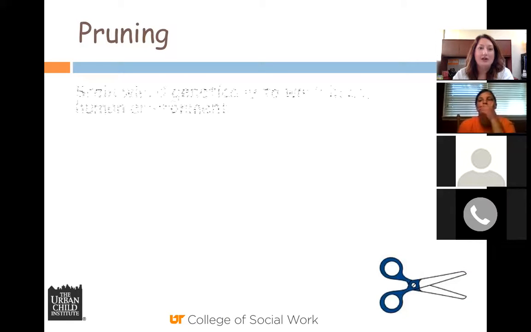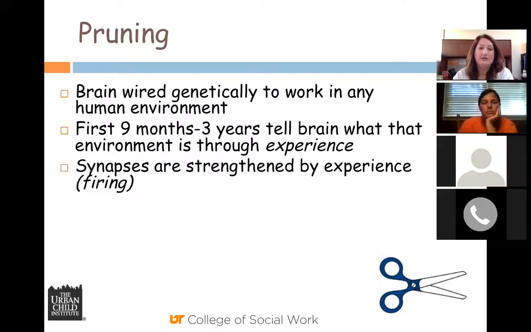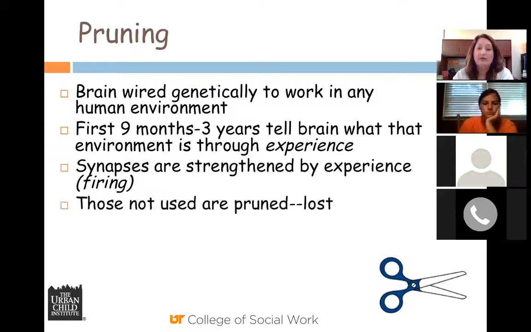So the last thing I want to highlight, which is really one of the critical things here, is this idea of pruning, and this goes back to the neurons that fire together, wire together. And again, these synapses are strengthened by experience. So remember that. And those that are not used are pruned, are lost, just like you would prune a tree, and it kind of shapes a certain way.